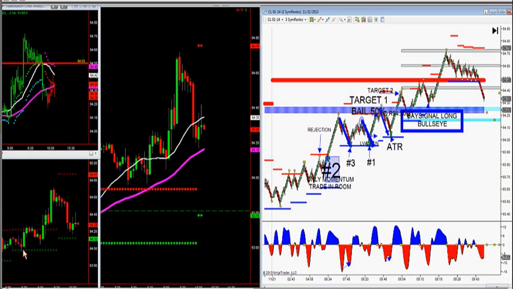A number 1 trade would be a number 1 pullback, where you pull back to these green dots in an uptrend. The first test you can see this morning was a number 1 pullback just before 8:30, which caught almost the exact low this morning. That's my number 1 trade over here. That happened on the volume-based profile.